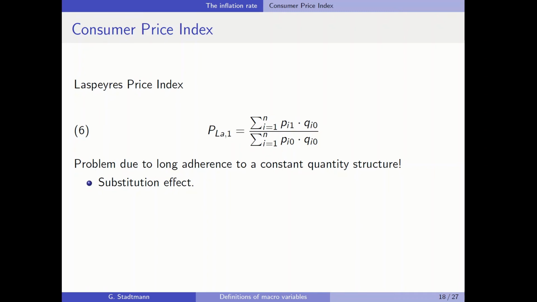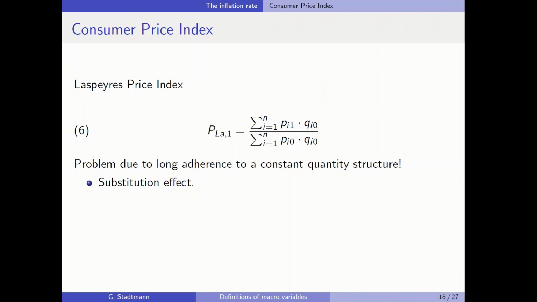And when the German housewife arrives at the counter, maybe in year 1, she also pays 100 for the basket of goods, so that the actual inflation rate for the German households is equal to 0. No price increase at all, because the expensive goods are directly substituted by less expensive goods.